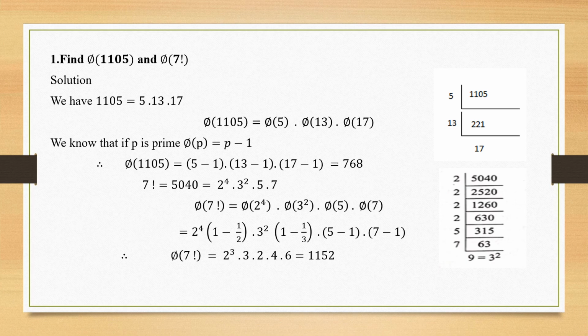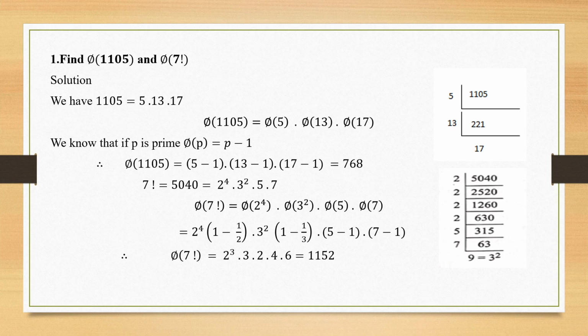So phi of 1105 is equivalent to 5 minus 1, 13 minus 1, and 17 minus 1. Why am I doing this? Because they are all prime numbers. So what is the value of this? 5 minus 1 gives you 4, 13 minus 1 gives you 12, and 17 minus 1 gives you 16. The product of these three numbers is equivalent to 768. So the answer for the first part of the problem is completed. 768 is my answer.